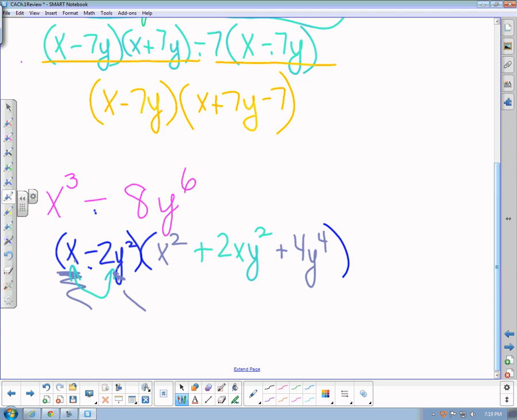Take the cube root of each thing, use the same sign, square the first term, multiply the two things together and use the opposite sign, and then square the last thing.